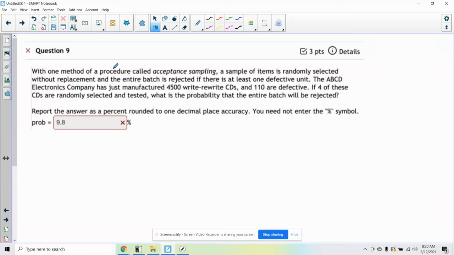So this says with one method of a procedure called acceptance sampling, a sample of items is randomly selected without replacement, and the entire batch is rejected if there's at least one defective unit. So the ABCD Electronics Company has just manufactured 4,500 CDs. 110 are defective. If I pick 4, what's the probability that the entire batch is rejected? Well, it's rejected if at least one is defective. So I'm looking for the probability of at least one defect.